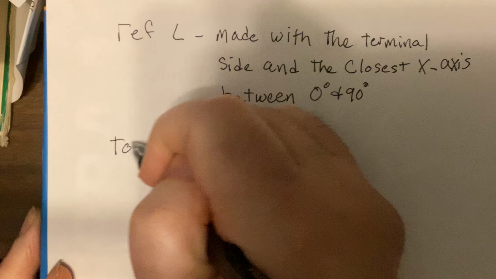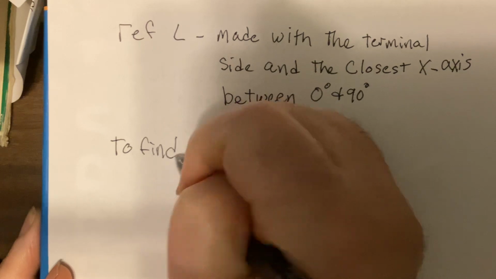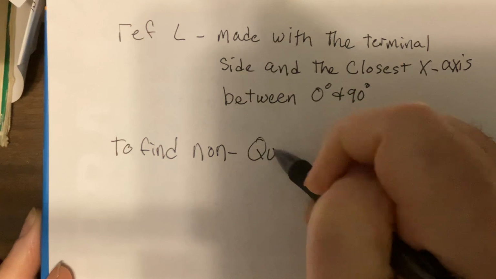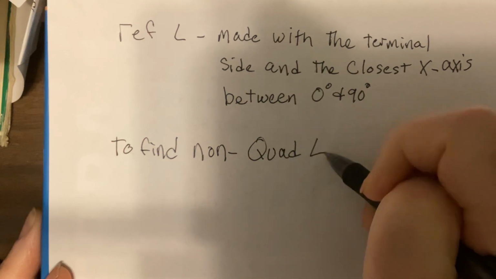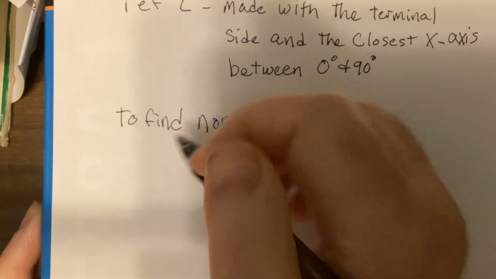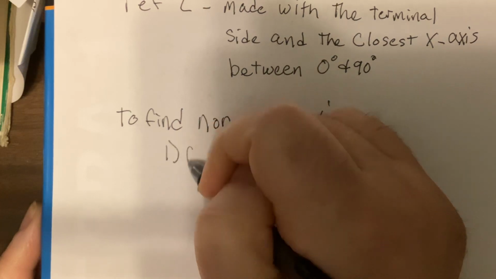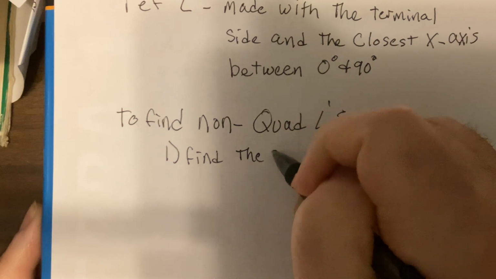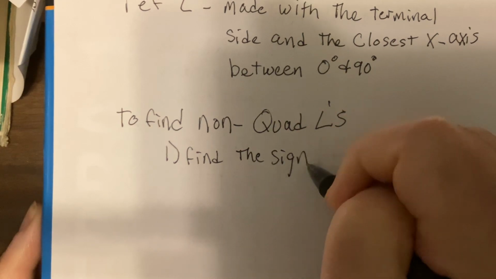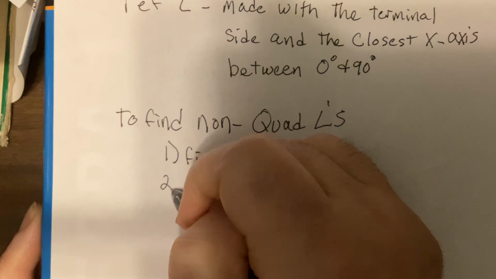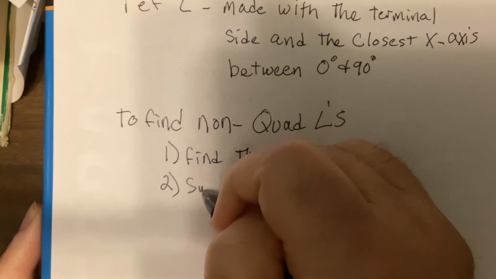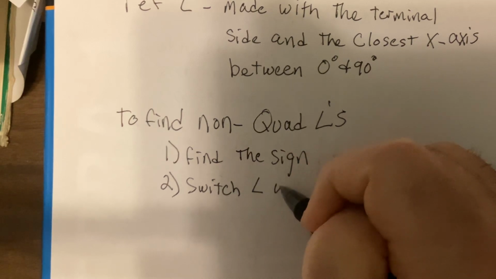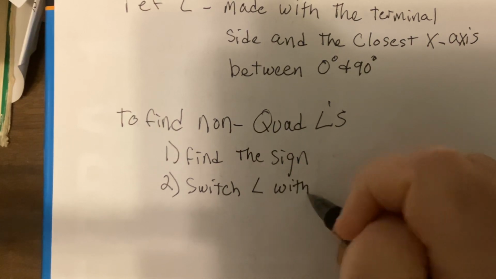So to find non-quadrantal angles, first find the sign. Then switch the angle with the reference angle.